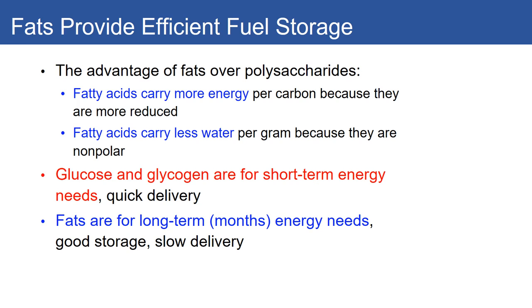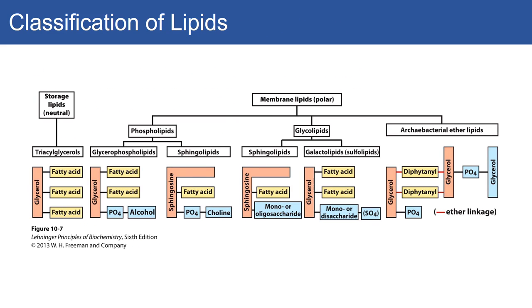Glucose and glycogen are very short-term energy needs for quick delivery. Fats are for long-term, over months, and they have good storage and they are slow in delivery. So one of the things we're going to talk about is the classification of lipids, and in particular, this is for fatty acids more than almost anything else because there's very little discussion of hormones. On the left side are storage lipids, which are very neutral, and they're focused on triacylglycerols or triglycerides. That's going to be the focus of this lecture. The next lecture, we'll talk about all the membrane lipids or structural lipids, and there's quite a few of those for various and different things. But here we're going to talk about triacylglycerols with the glycerol backbone and how those interact and store.